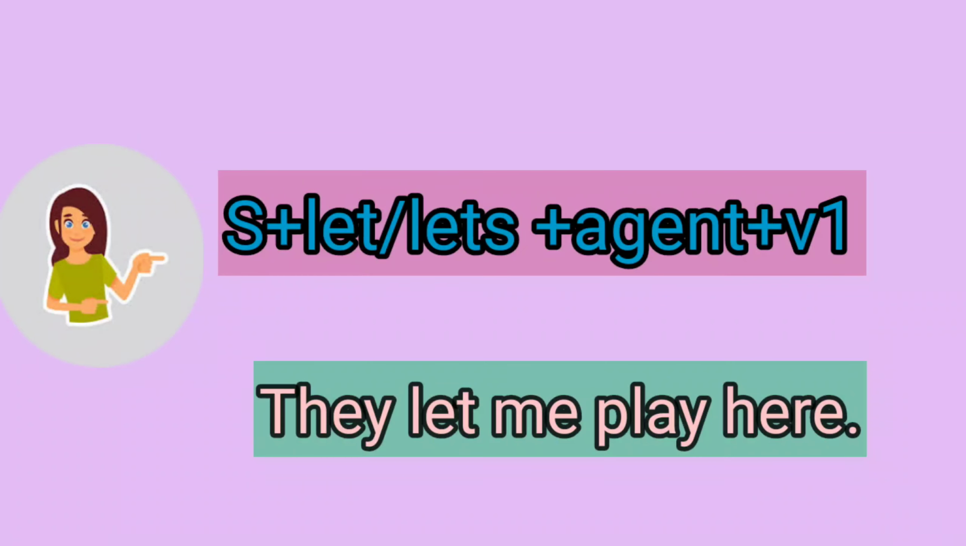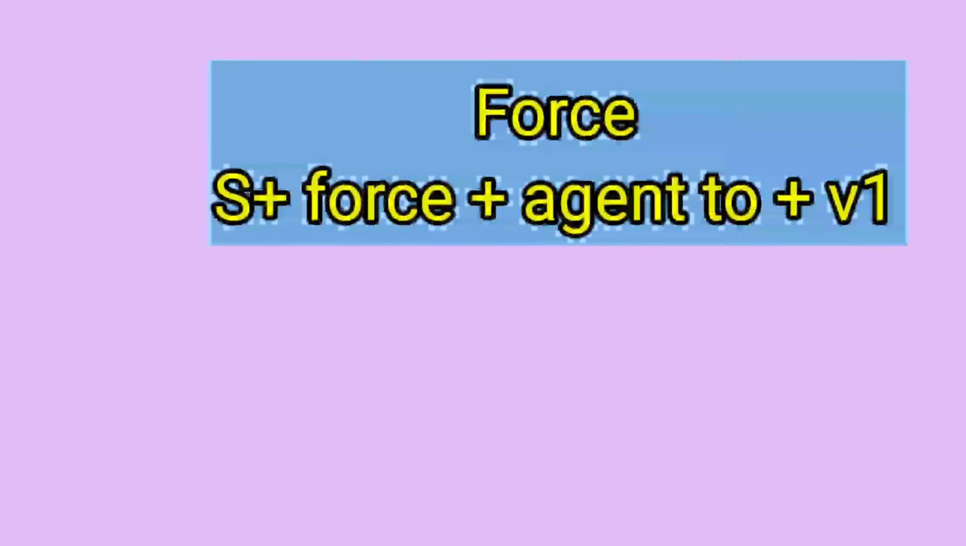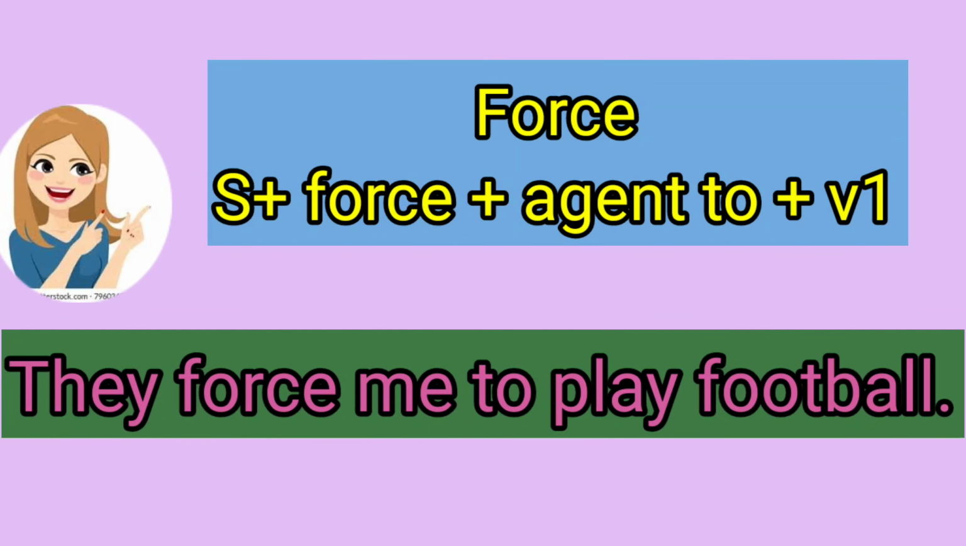And the next one is subject plus let, lets plus object plus V1. They let me play here. The object is me here, and play is verb 1 here. So this is the next structure of causative verbs. And let's see another one, that is the force verb. Subject plus force plus object plus to plus V1. They force me to play football.